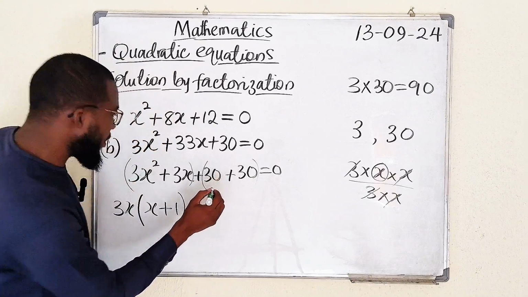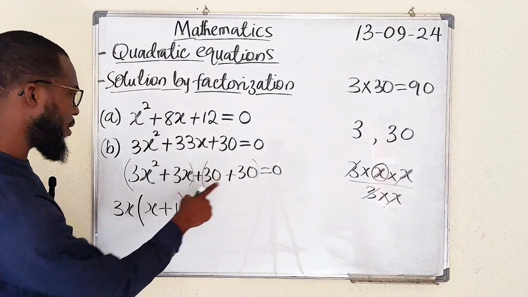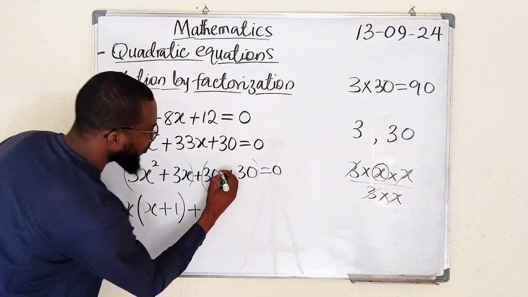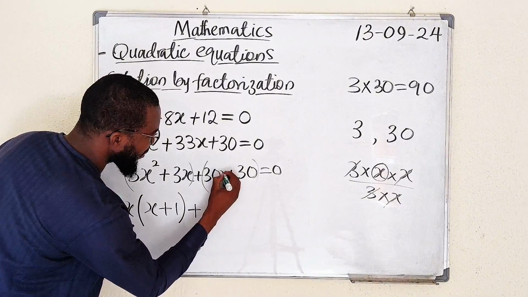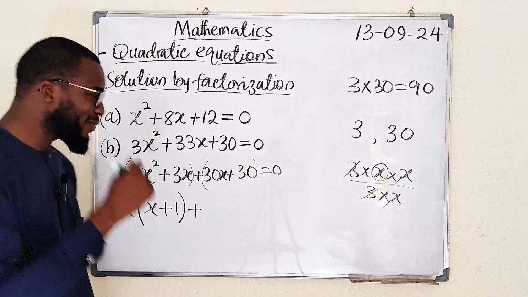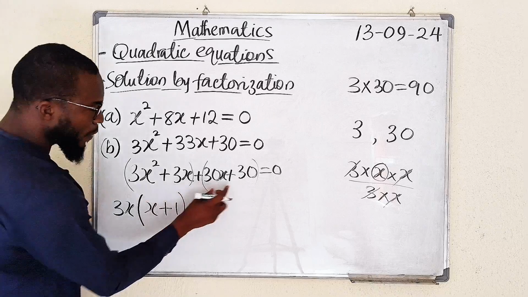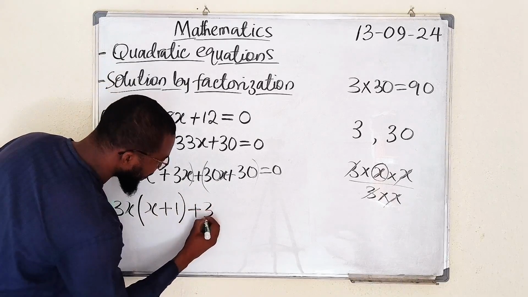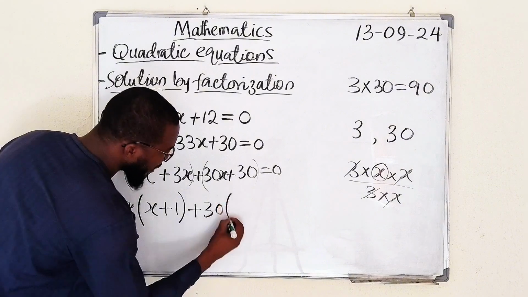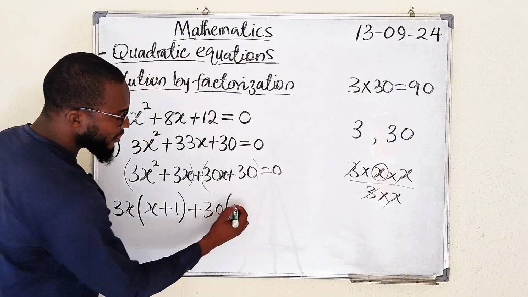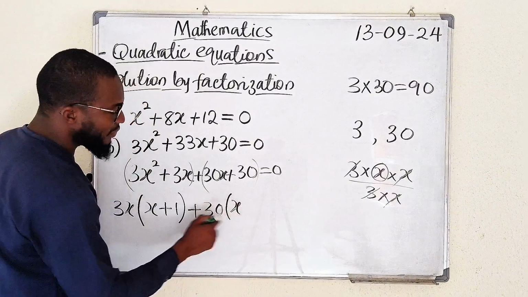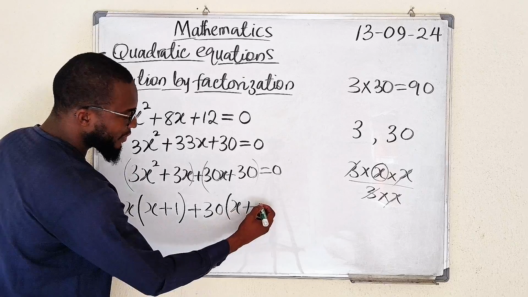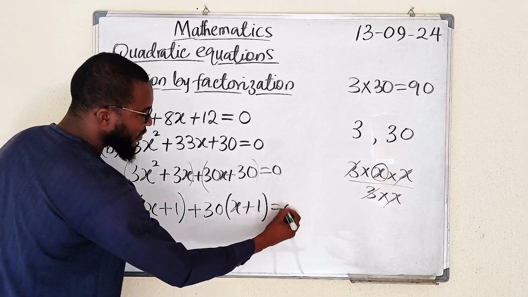Plus, I have missed something. This is supposed to be 30x, sorry. This should be 30x, please. This is one of those mistakes. So they have, I think, 30 in common. So we bring the 30 outside. Inside, 30x divided by 30 is just a single x. X will be left. 30 divided by itself is 1. This is equal to 0.